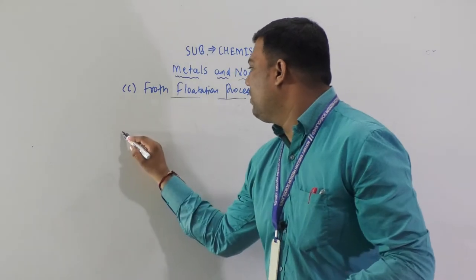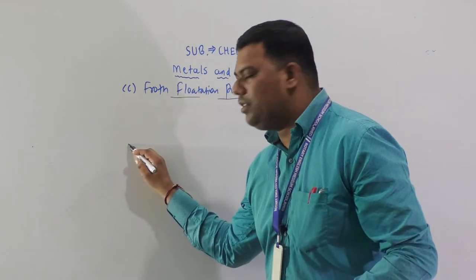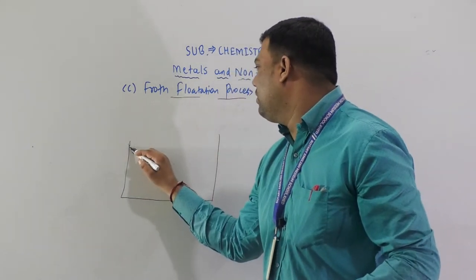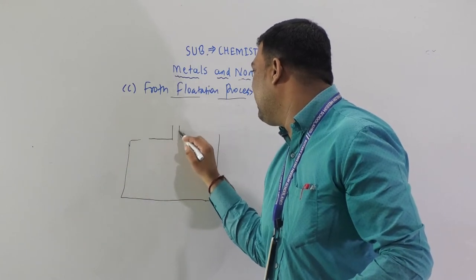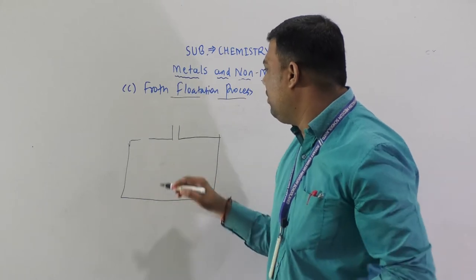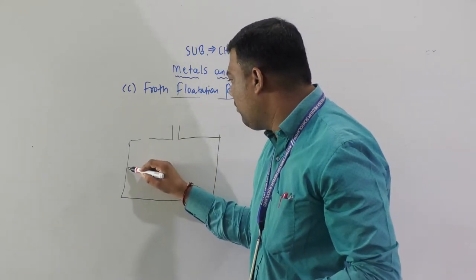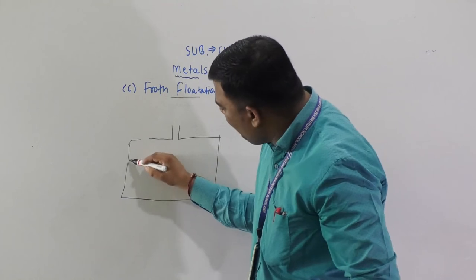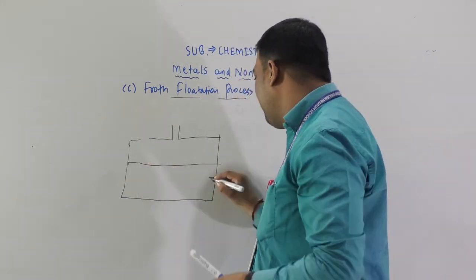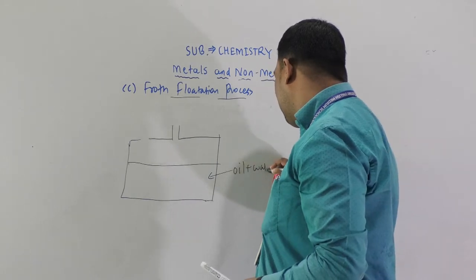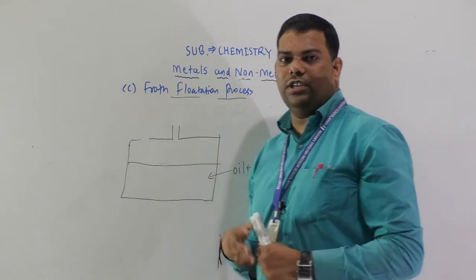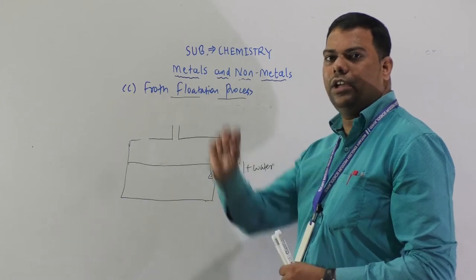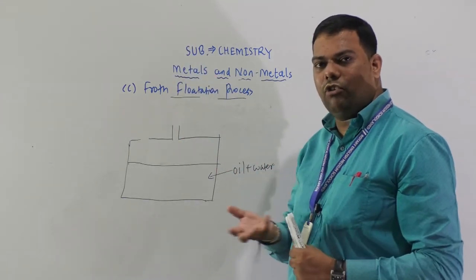So this one, we are considering as a tank. Suppose we are taking a tank here. Suppose these are the ore particles, and we are adding oil plus water. As you know, among oil and water, oil has low density and water has high density. So that's why the oil floats on water.